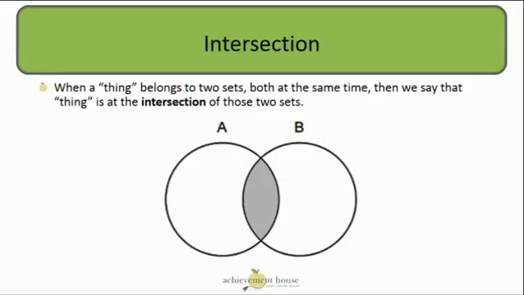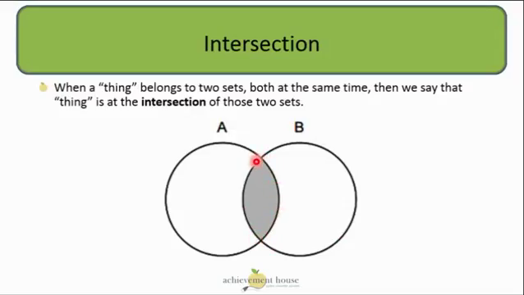First thing about sets that I'd like to talk about, I kind of hinted at this on the last slide, is what's called an intersection. So when a thing belongs to two sets both at the same time, then we say that thing is at the intersection of those two sets. So if I have something that is both in set A and that's the key word there, is and. Whenever you see and, you should think intersection. So if I have something that is in set A and set B, then that thing is at the intersection of A and B.